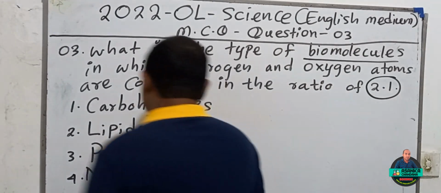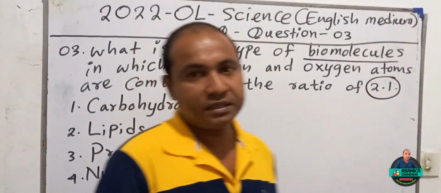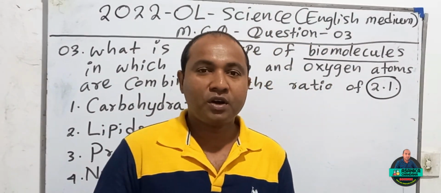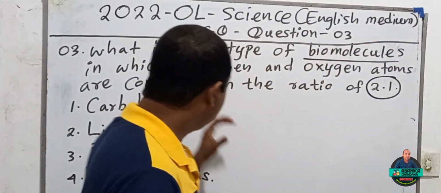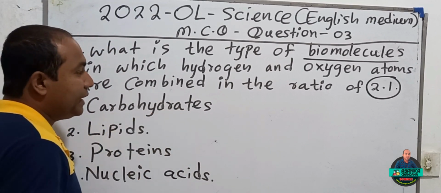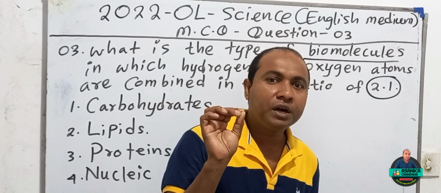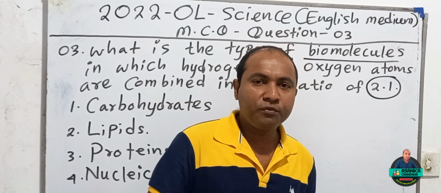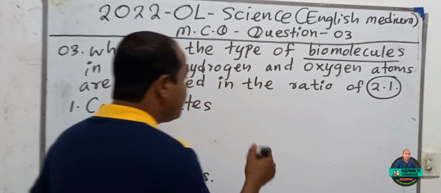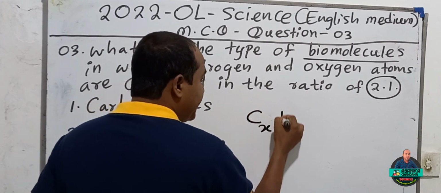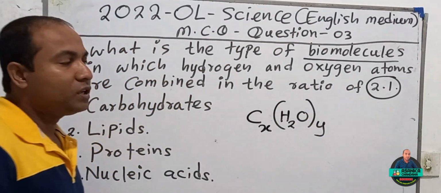This question asks, what is the ratio between hydrogen and oxygen of the carbohydrate? Most easy question. So how to take the answer for this question? Under the carbohydrates, you learnt about the common formula for the carbohydrates. What is the common formula for the carbohydrates? The common formula of the carbohydrate is CxH2OY.